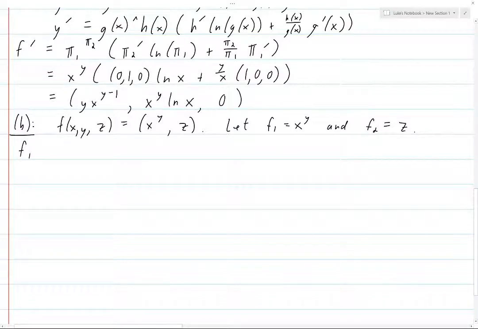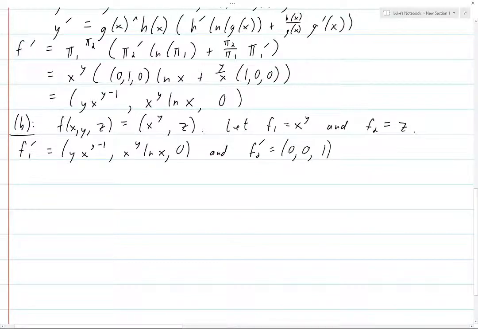So f1 prime is going to be, well, this is exactly what we did in the previous exercise. So y x to the y minus 1, x to the y natural log of x, 0. And if we do it for f2 prime, well, this is obviously just going to be 0, 0, 1, because f2 of xyz is pi 3 of xyz, and pi 3 prime is 0, 0, 1. So that's it.